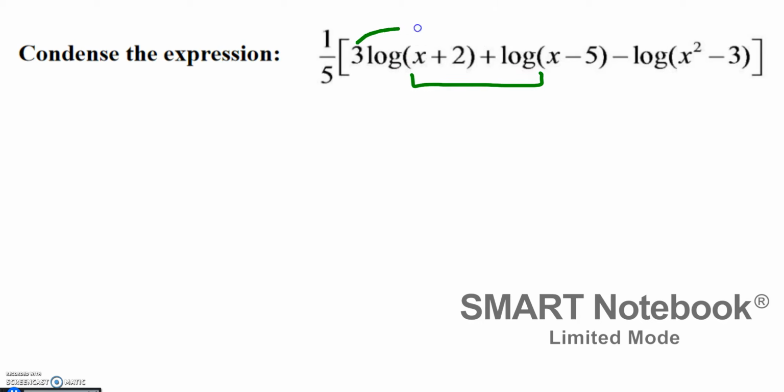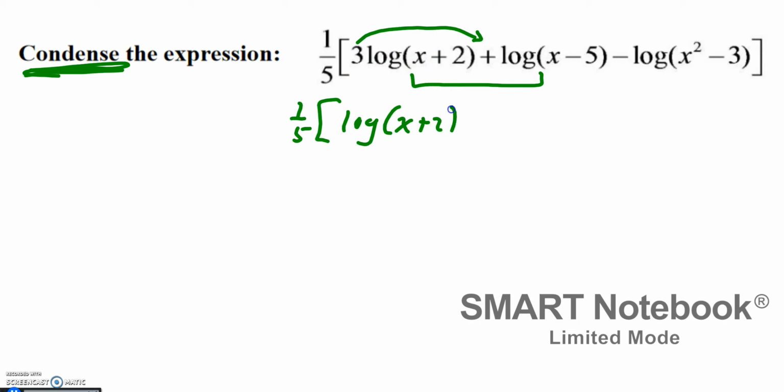But before I do that, I'm going to bring this exponent back up, because when we're condensing, we want to make everything smaller, more compact. So I'm going to leave the 1/5 out here. I'm going to write this as log of x plus 2 to the third plus log of x minus 5 minus log of x squared minus 3.